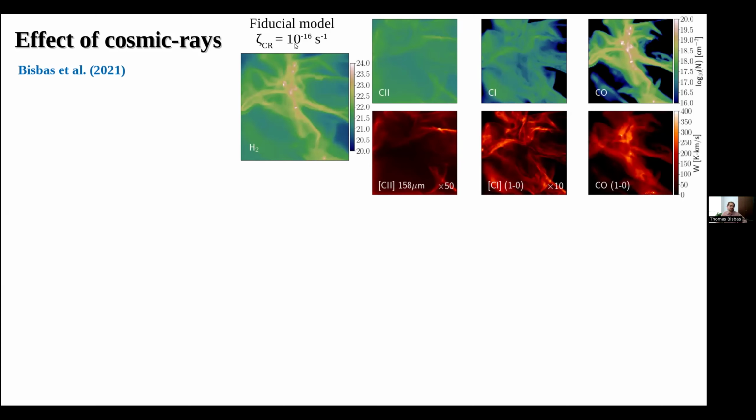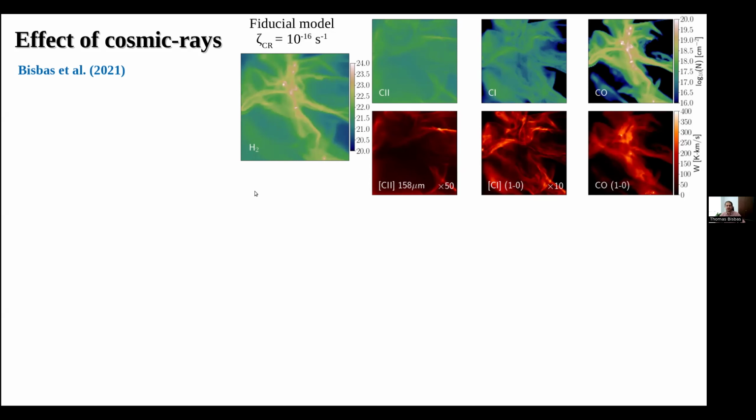So the cosmic ionization rate here is the average one of the Milky Way, around 10 to the minus 16 ionizations per second. This is the column density of H2, of molecular gas, and here you see the column density of the carbon cycle on the top, so C+, C1, and CO, and underneath you see the velocity integrated emission of the carbon cycle of all these different phases. So 158 microns, we have the C1 1-0 transition and the CO 1-0 transition here.